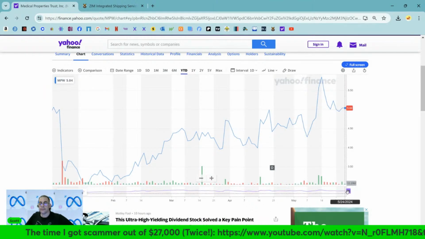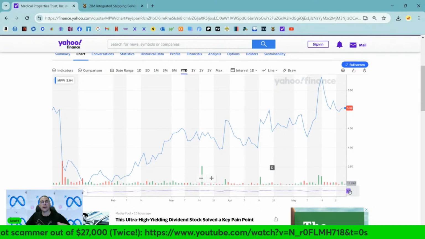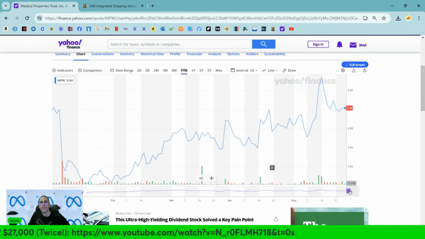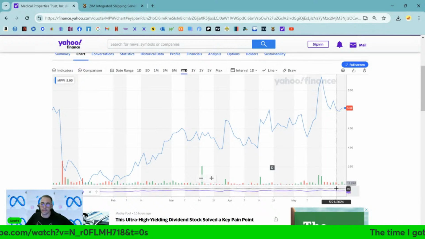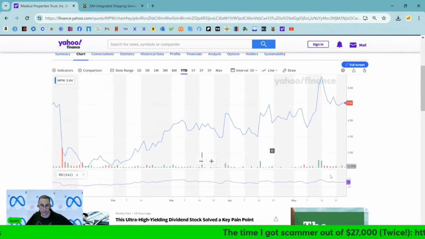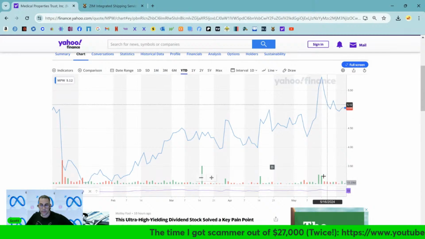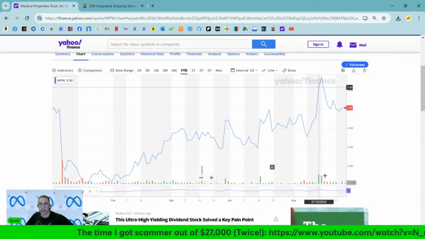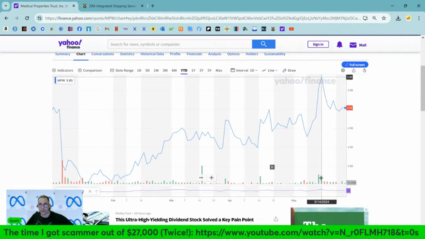And RSI is 53, so that's kind of in between. Around 30 is a great time to buy it, 70 is when you sell it. A lot of buying activity here on May 13th and 14th.